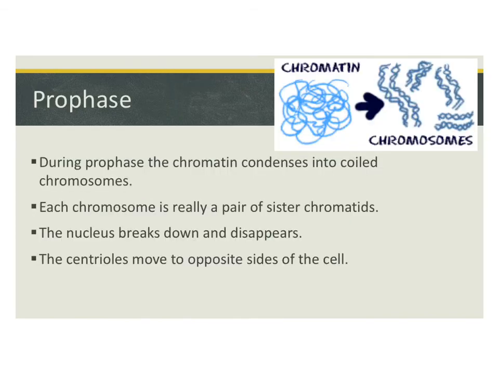At the beginning of mitosis, the first step is called prophase. During prophase, this spaghetti-like chromatin, the DNA, is going to condense into these chromosomes, and they become visible. Each chromosome is really a pair of sister chromatids. They're paired up because they've been copied during the S phase. The nucleus disappears, and then these structures called centrioles, which I think you've seen in diagrams, but I never talked about them, these centrioles begin to move to opposite sides of the cell.